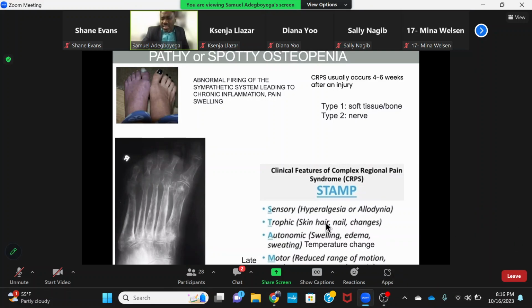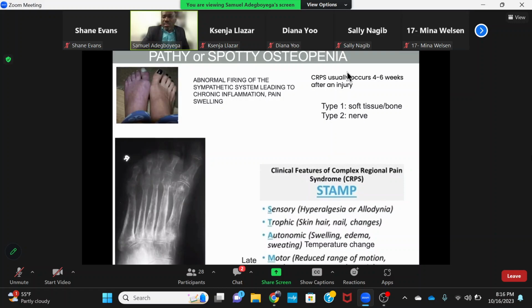They have changes in their skin. You can see it right here. They are swelling. They have cool feet. In the late stage of this condition, the patient will have some kind of muscle weakness and reduced range of motion, like stiffness and severe pain.